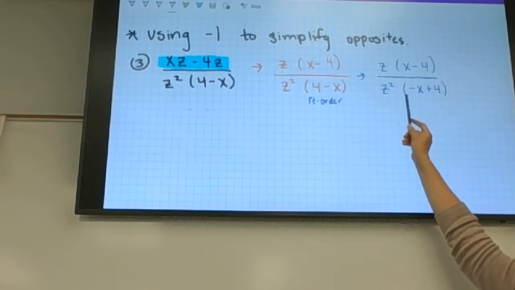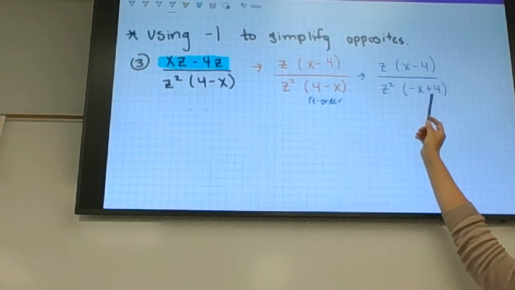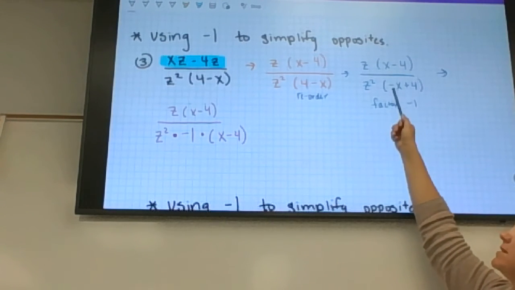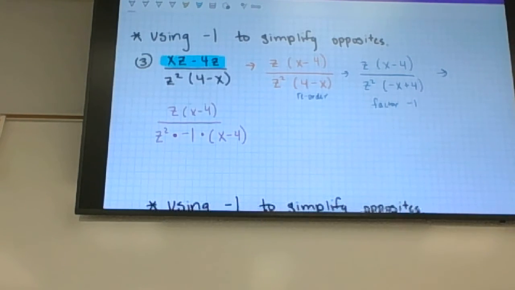So I'm going to factor a -1 out of the denominator. So it's z over x minus 4, and z squared times -1 times x minus 4. Taking a -1 out will make this positive and this negative. It changes their signs. So now I have matching factors that can be reduced.